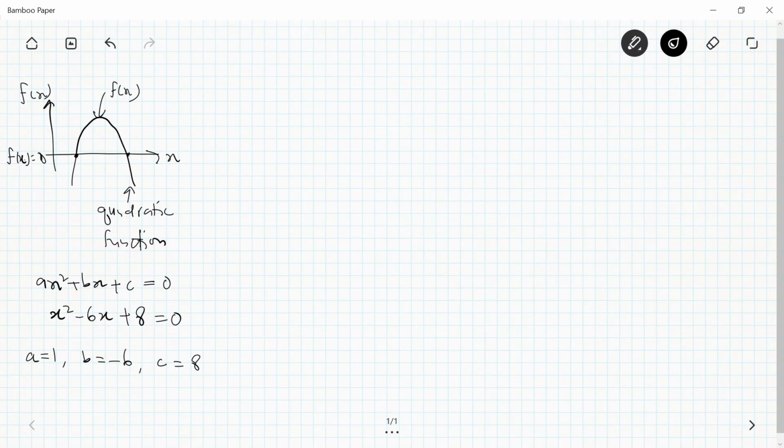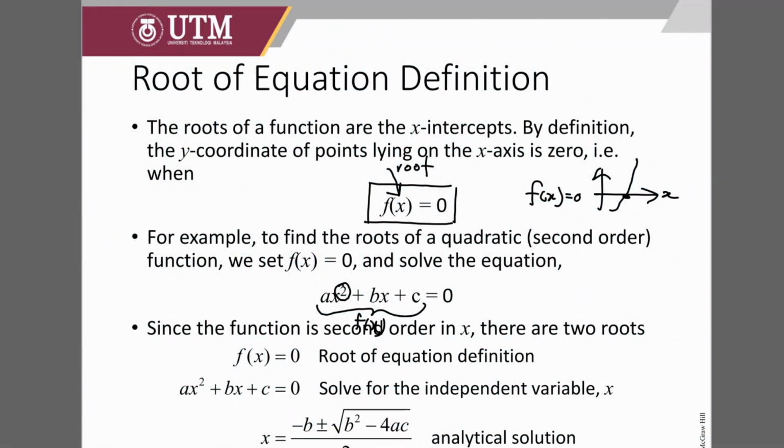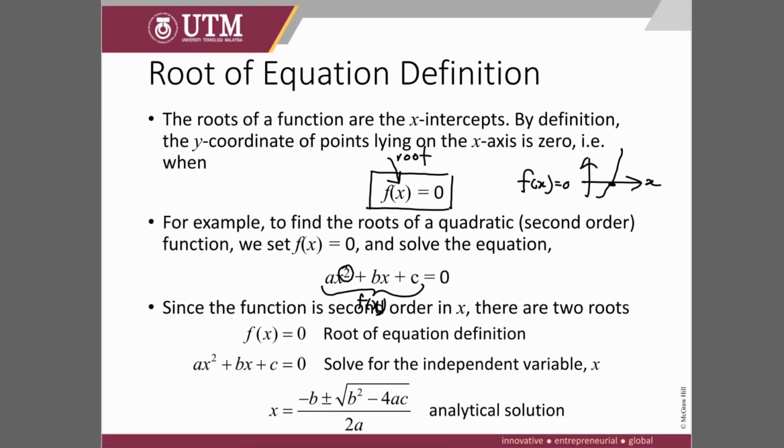You can use the equation, this one is missing here. Okay, this one. So you can use x equal to minus b plus minus square root of b squared minus 4ac over 2a. So this is the analytical solution.